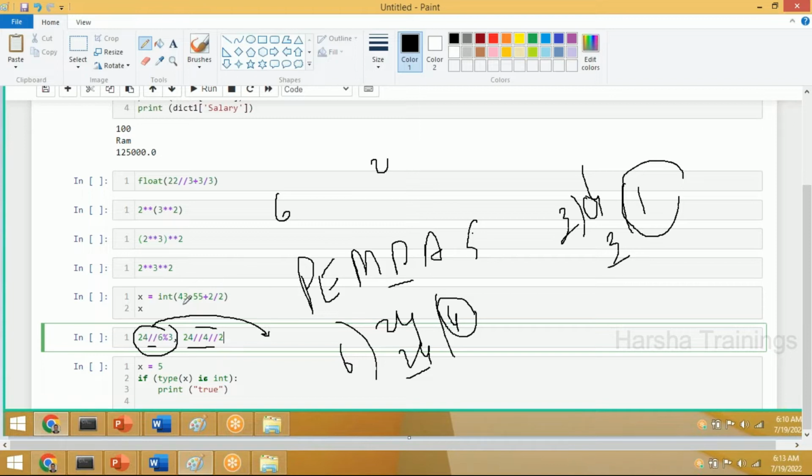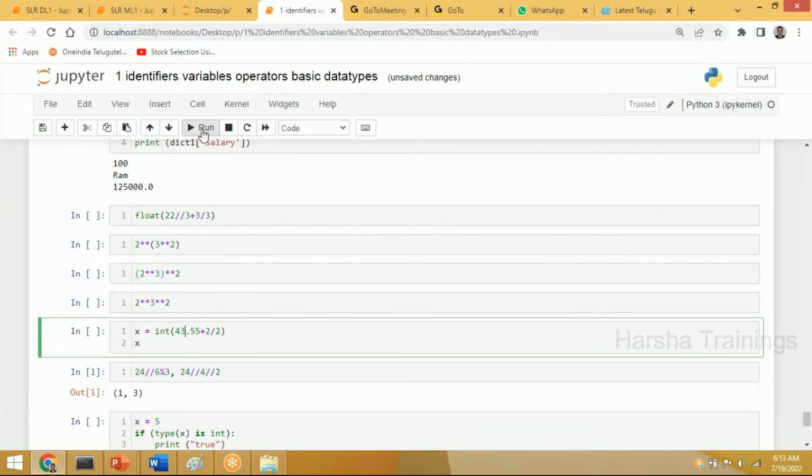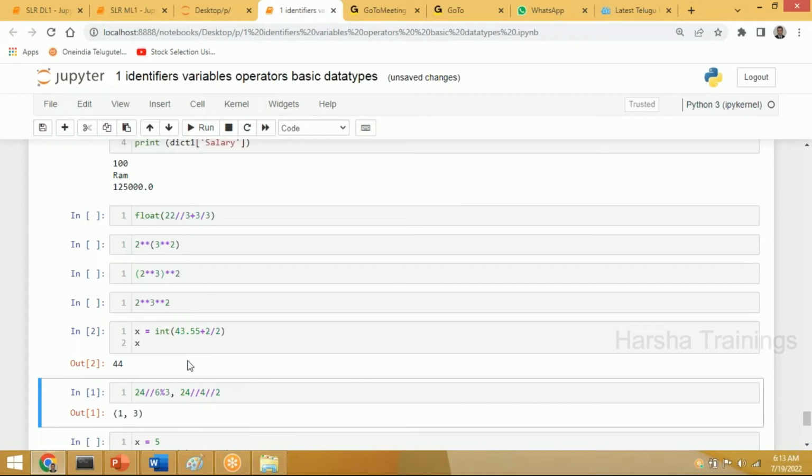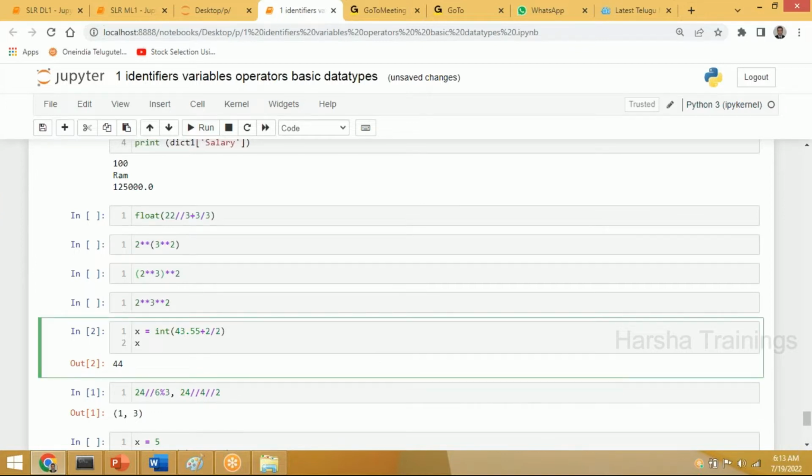Can you please do this? Here I have parentheses. So 43.5 plus 2 divided by 2. This has the highest precedence: 2 divided by 2 is 1. So 43.5 plus 1 is 44.5. Then I'm asking my machine to convert this to an integer, so it will take only the integral part. It will be 44, even if it's 0.5. Left side part only. It will not consider the fractional part.